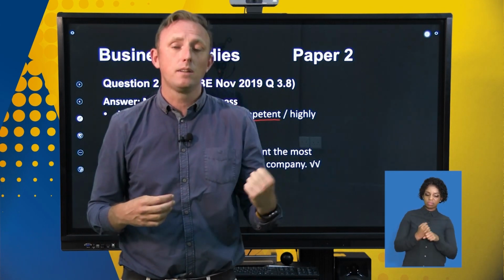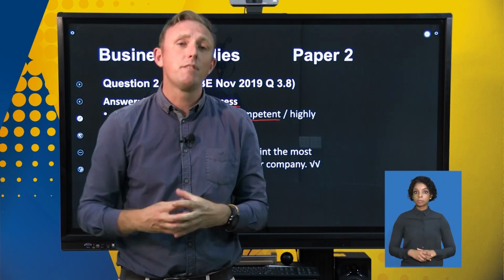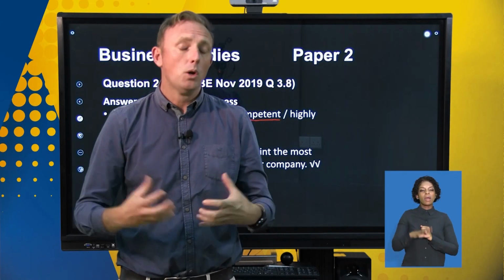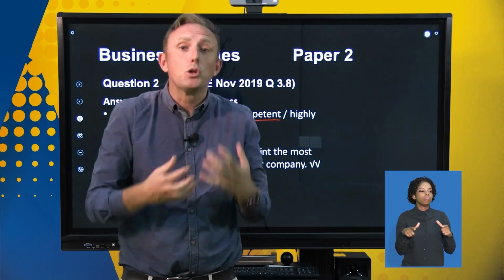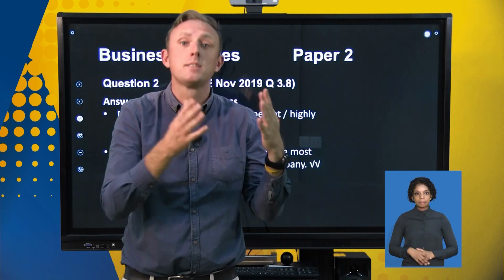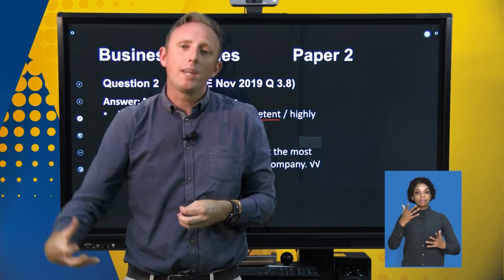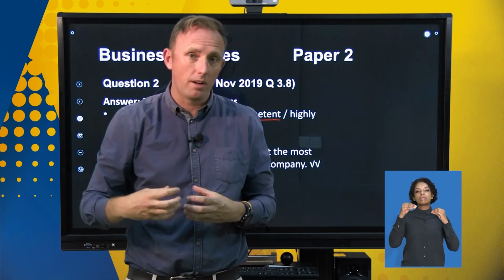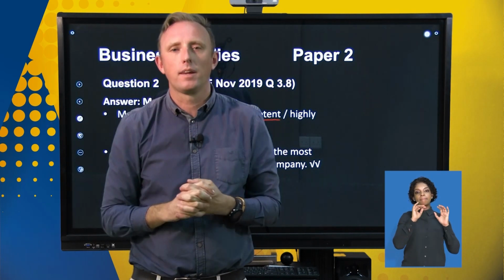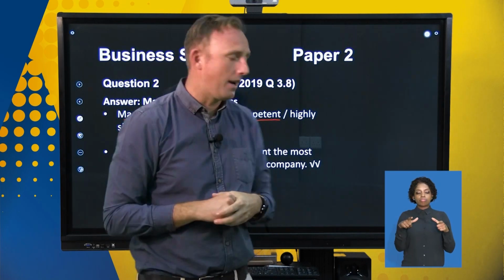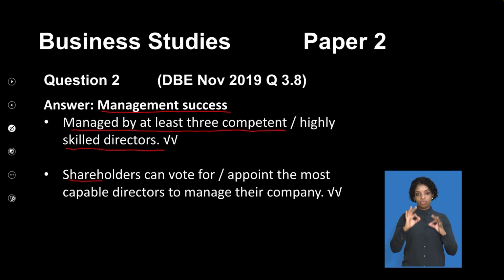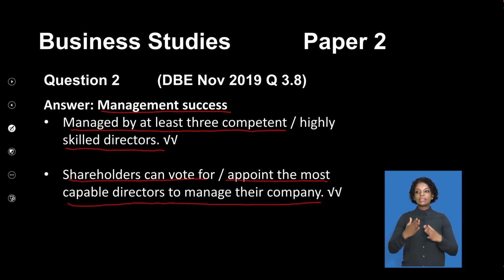They'll be highly skilled, they'll be very competent, and they'll have experience in running a company, which is going to stand us in good stead because we might not, as the shareholders, have the experience in order to run a big public company. Now we can get people in who have that experience and can run the company in a very efficient manner. Shareholders can vote for or appoint the most capable directors to manage their company.